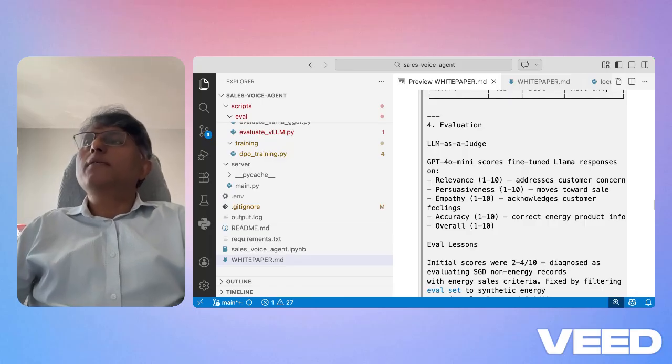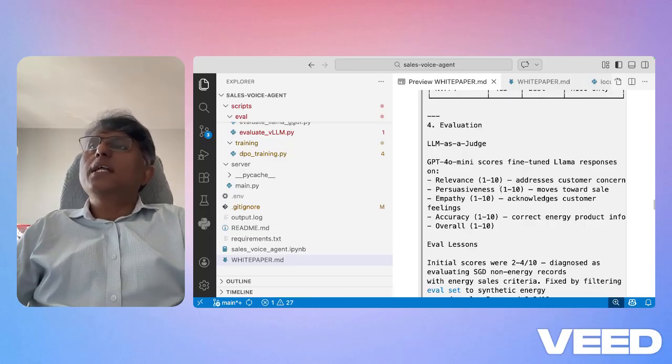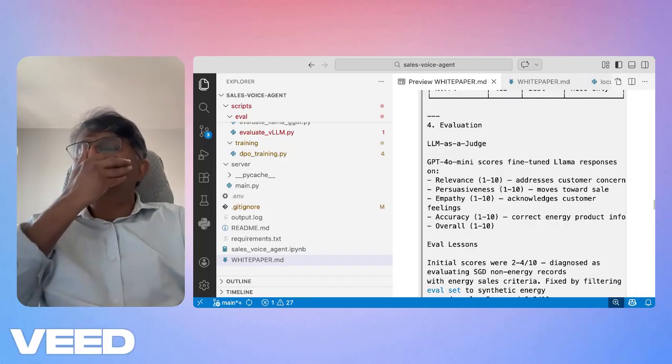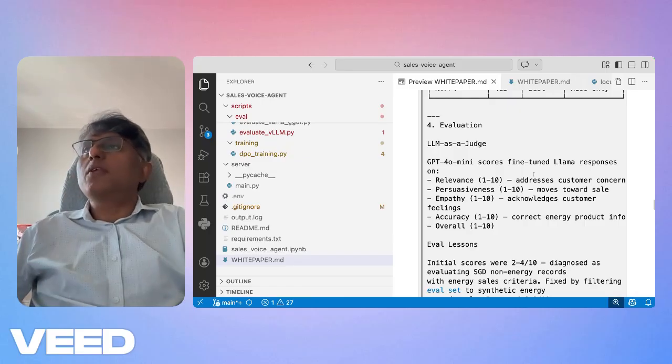using QLoRA supervised fine-tuning, and then also used the GGUF format for memory reduction. Then you use GPT to evaluate the Llama-generated responses, and this is what I found: overall around 6, close to 7 actually.